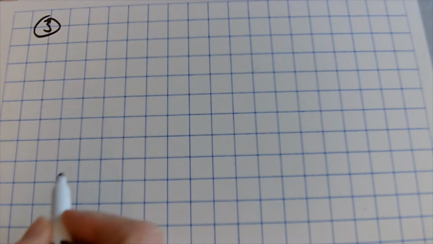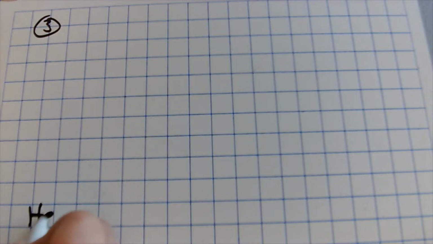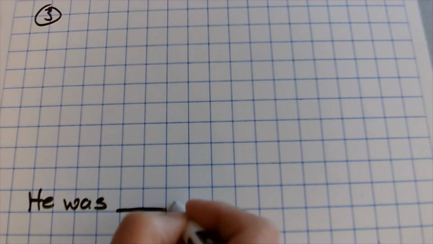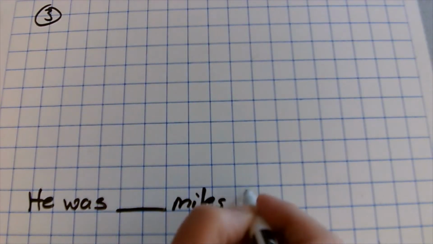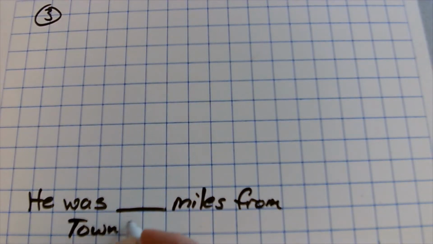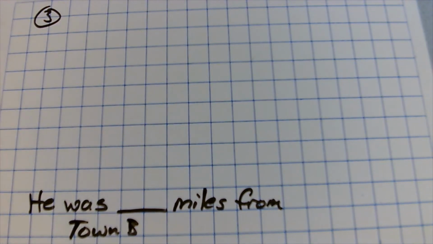Okay, so the question we need to answer is how far he was from town B. So he was some distance of miles from town B when the car broke down. You could write that too if you want. Okay.